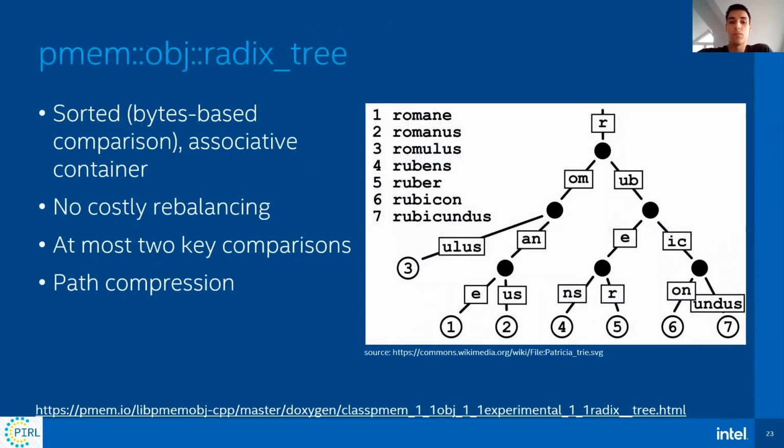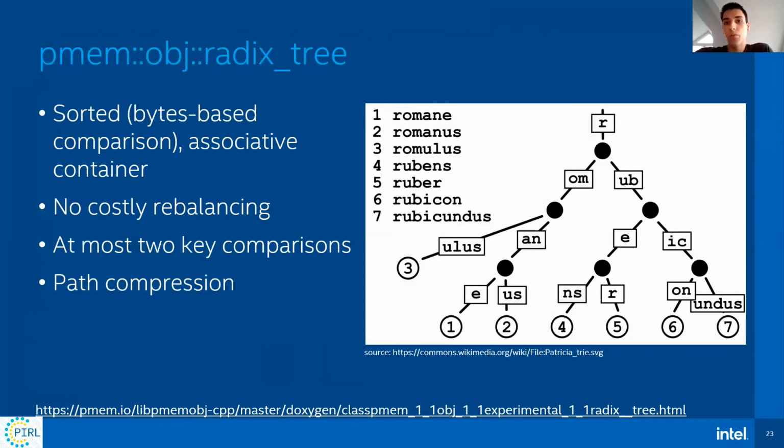Let's now move on to our single-threaded associative container. We decided to implement a RadixTree, which has some nice properties for persistent memory. And for those who are not familiar, a RadixTree consists of internal nodes, which hold an array of pointers to children, leaf nodes, which contain the key value pairs, and edges, which represent parts of the key.